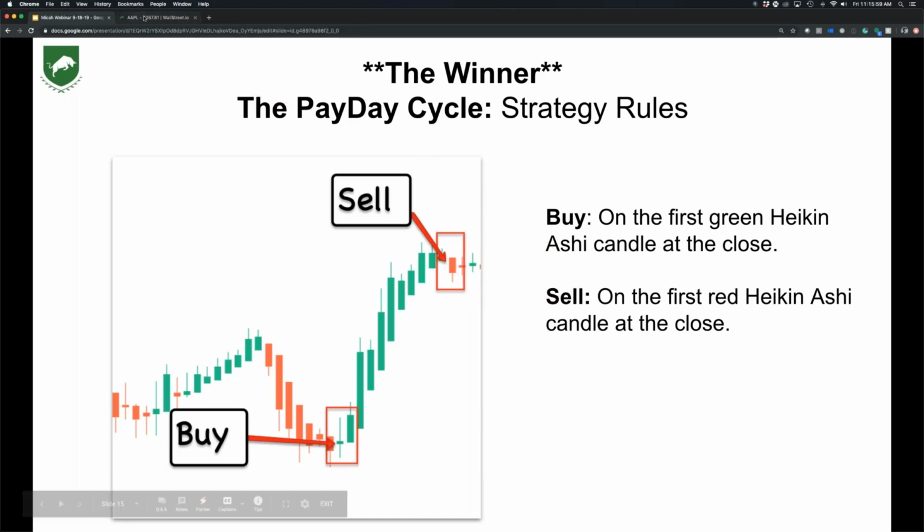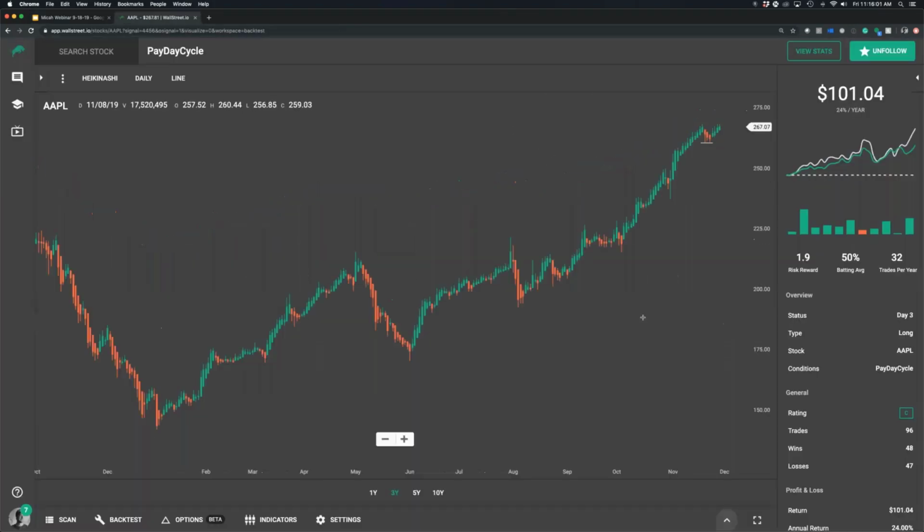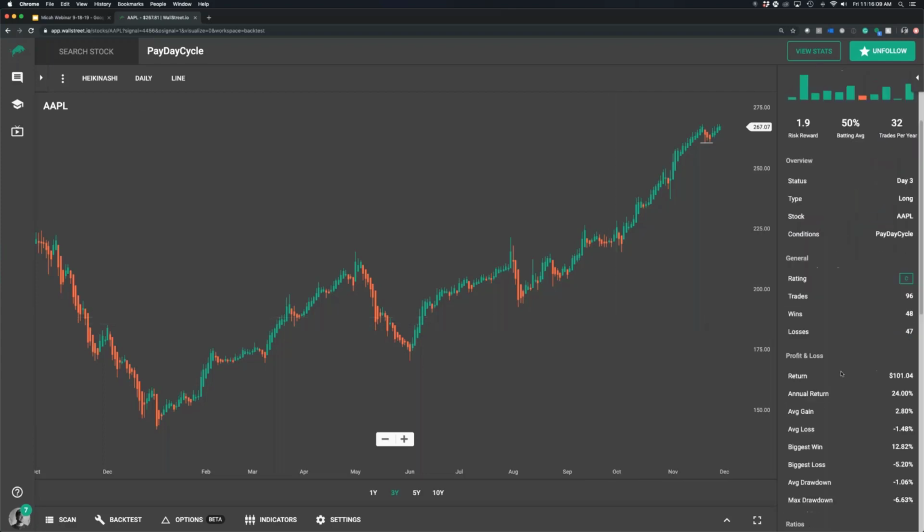And so we can see right away that this strategy has performed really, really well. In the simplest form, it's a profitable strategy. It's got a good risk reward. It's got a good average gain versus average loss. Let me give you those stats right now.